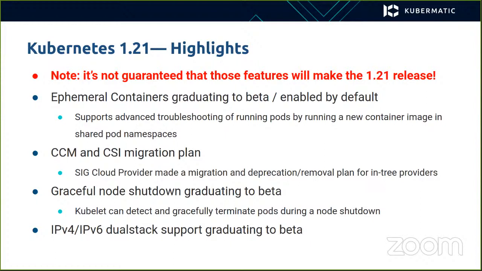Besides that, we have graceful node shutdown graduating to beta. This is a new feature that was added in 1.20, if I remember correctly, which can detect and gracefully terminate pods if a node is being shut down. This can be useful in scenarios such as upgrades and so on. And IPv4 and IPv6 dual stack support is graduating to beta.